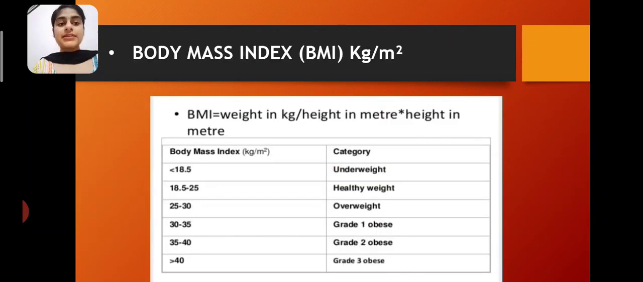Now body mass index, BMI. So we have divided the table into two parts. Here in first we have body mass index, and then we have discussed the categories. The person who is having less than 18.5 BMI comes under the category of underweight. Person having 18.5 to 25 BMI comes under the category of healthy weight, and so on.